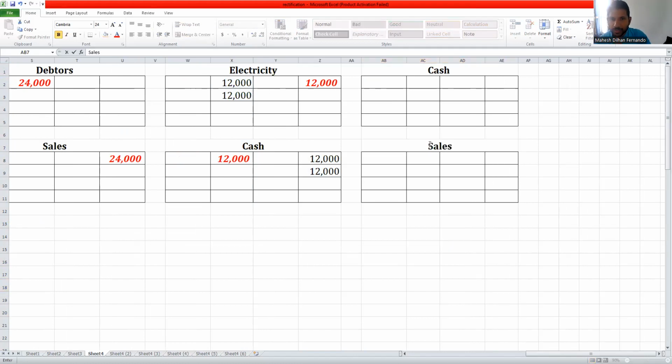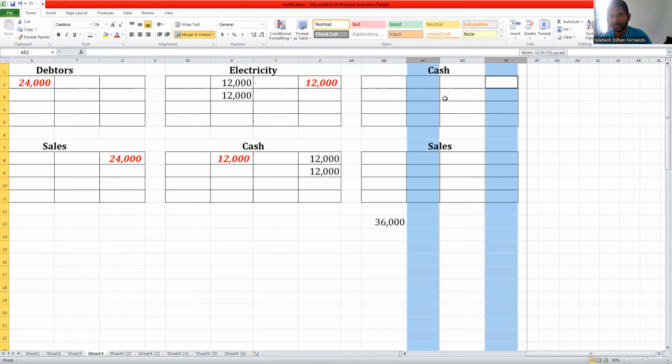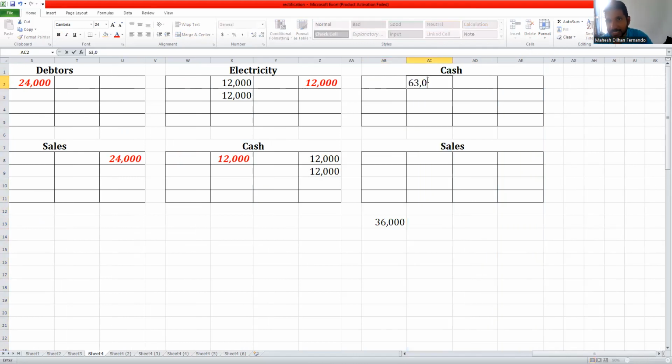The correct value of the transaction is 36,000, but it is recorded in the books as 63,000. Cash debit 63,000, sales credit 63,000. Do you see both cash and sales accounts are overvalued with the same amount? Let's find that value: 63,000 minus 36,000. Both accounts have been overstated by 27,000. What should we do now?